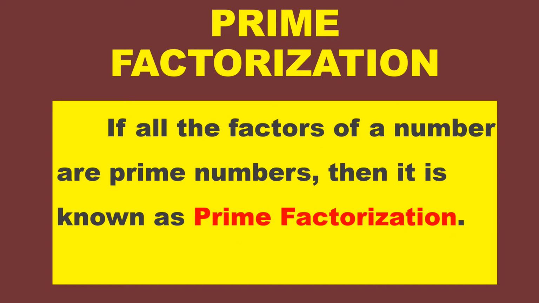Okay, so just now we found the factors of 36, but there we found some composite numbers and some prime numbers. That is not the way of finding factors which is called prime factorization. The prime factorization method is different. So let us go to the prime factorization method and see how we find the factors in that way.